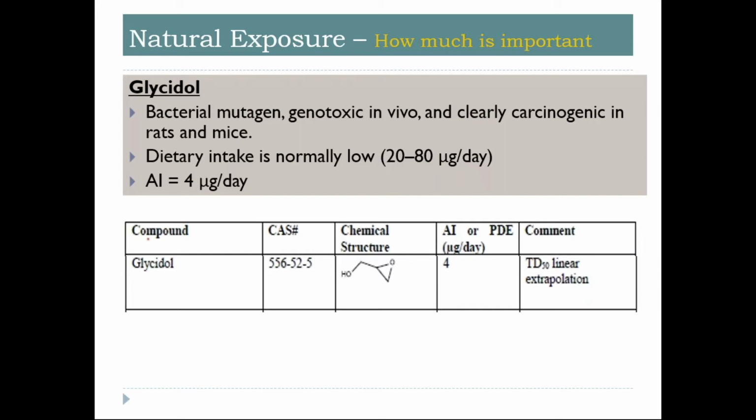Glycidol is a proven bacterial mutagen and carcinogen, and it is also present in food, and the dietary intake is very low, up to 80 microgram per day. As compared to the previous examples, formaldehyde and acetaldehyde, the levels taken through dietary means are very low. So hence, in this case, an acceptable intake derived from an appropriate TD50 value is more appropriate. The acceptable intake for glycidol is 4 microgram per day, and it is also captured in ICH M7.